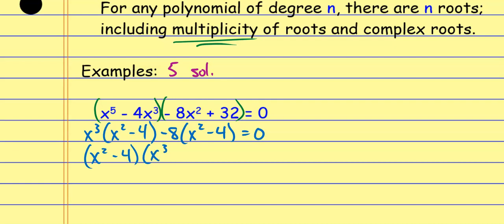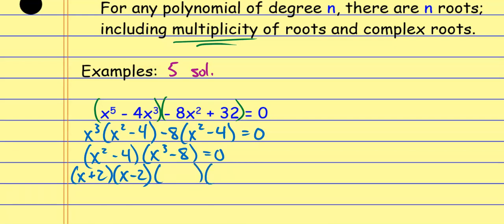I've got an x cubed minus 8. And now each of these is a special case. This is an x plus 2 and an x minus 2, because that's a difference of squares. The second binomial that I have written down is a difference of cubes. That's one of my SOAP problems.